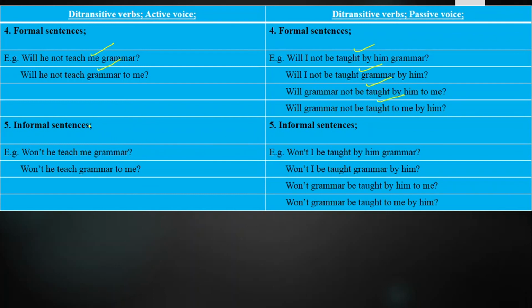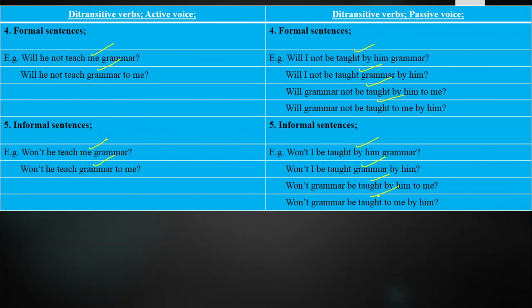Informal sentences: won't he teach me grammar, won't he teach grammar to me, won't I be taught by him grammar, won't I be taught grammar by him, won't grammar be taught by him to me, won't grammar be taught to me by him. So these are the sentences of the ditransitive verbs from active voice into passive voice.